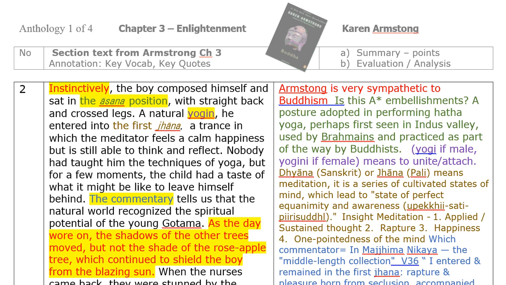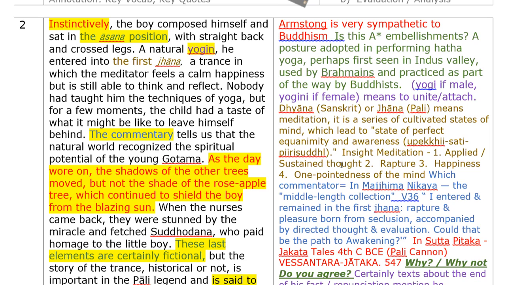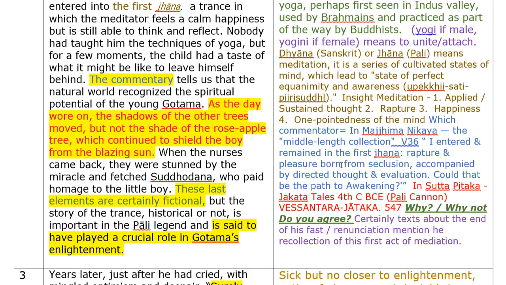Surely even Asita, for example, the fortune teller, did he never come back to the palace? What about the other fortune tellers? What about the Brahmin religion? Had the child never seen Brahmanism? I can't believe that. So, a bit of a stretch here, perhaps.